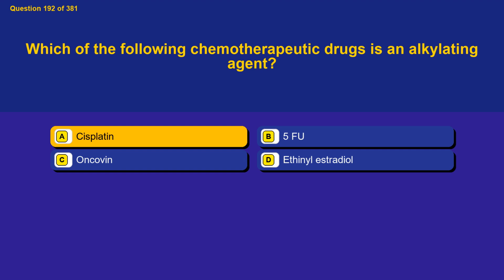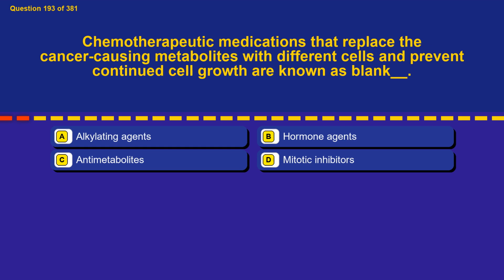The correct answer is option A, cisplatin. Question 193. Chemotherapeutic medications that replace the cancer-causing metabolites with different cells and prevent continued cell growth are known as blank blank. Option A, alkylating agents. Option B, hormone agents. Option C, antimetabolites. Option D, mitotic inhibitors.